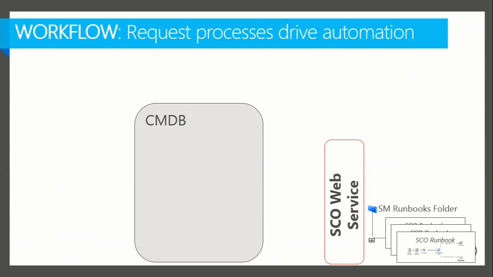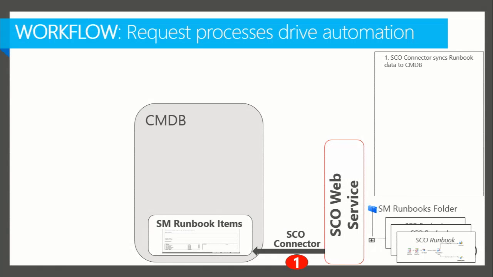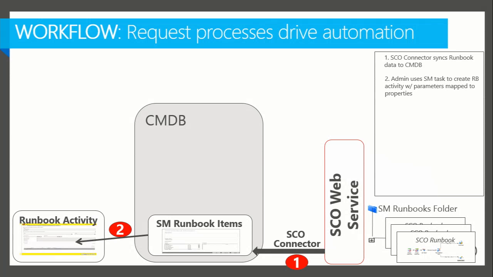In fact, we can automate those request offerings thanks to Orchestrator, because we have that connector with Orchestrator. Service Manager is going to call the Orchestrator web service that you see on the slide now. Service Manager will call the Orchestrator web service thanks to that connector. After that, a runbook activity will be launched, and we defined that runbook activity inside the service request template. All the user inputs that the user filled in on the portal, we are now going to use with the runbook activity.